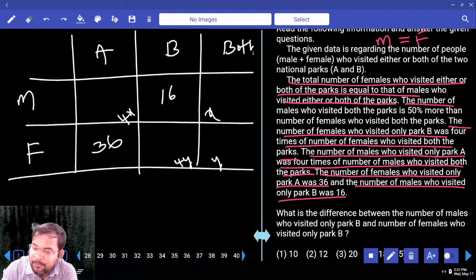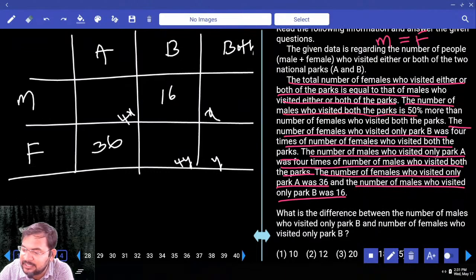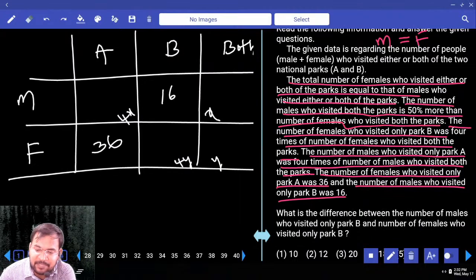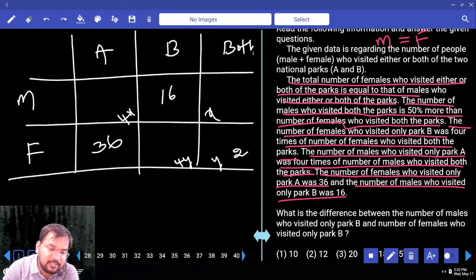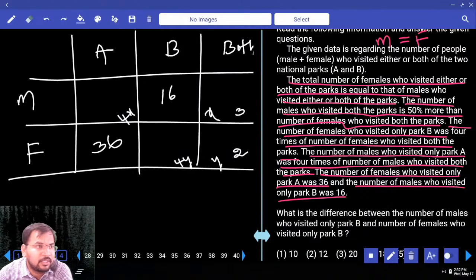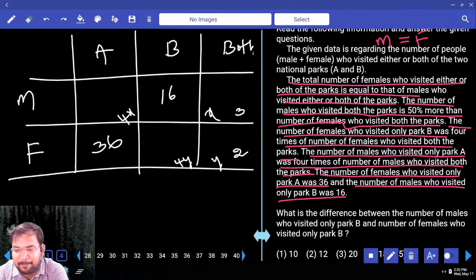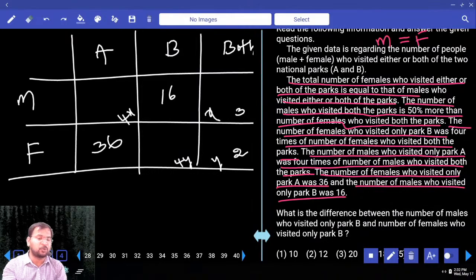Next one. The number of males who visited both the parks is 50% more than the number of females who visited both the parks. And males are 50% more, na? Therefore, females are 2 parts, say for example. Then males are 3 parts, 50% more, na? Sir, why you are assuming 2 parts, sir? 50% na? 1 by 2 na? Denominator should be the assumption, na? If this is 2 parts, the males are 3 parts, na?